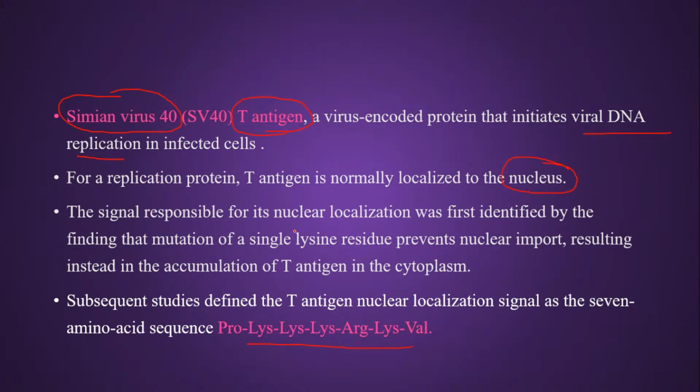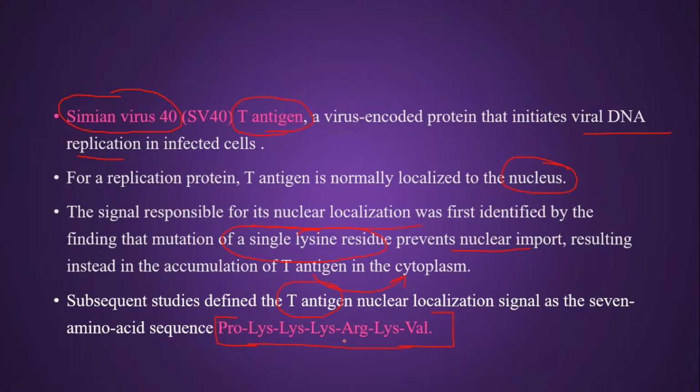The signal responsible for this nuclear localization was first identified when they found that a small mutation occurred within the lysine residue. When this mutation occurred within the lysine residue, instead of transporting to the nucleus, the T antigen remained within the cytoplasm. Further studies revealed that this T antigen signal is composed of a 7 amino acid sequence, that is this one.